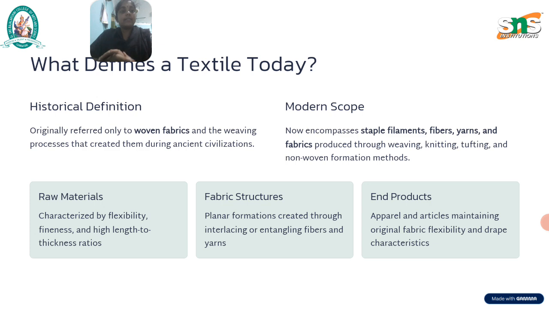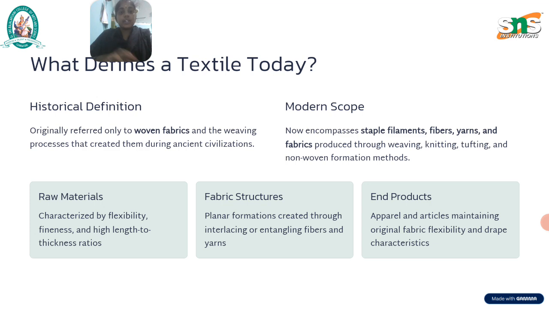Fibers, yarns and fabrics are produced through different methods. First one is weaving, then knitting. Weaving is the interlacement of yarns, knitting is the interlooping of yarns, and non-woven is the intermeshing of fibers. So this is the main process of manufacturing of textiles.